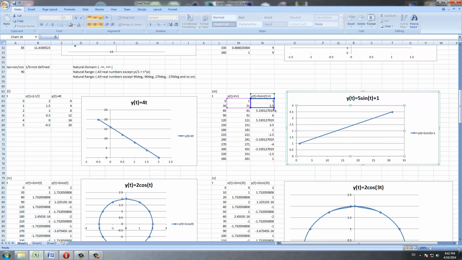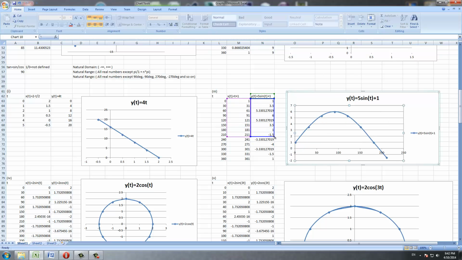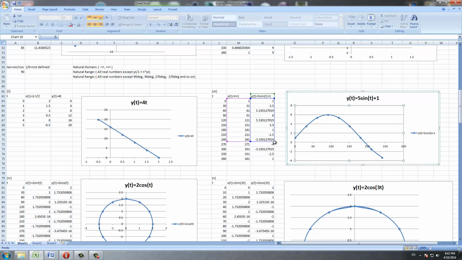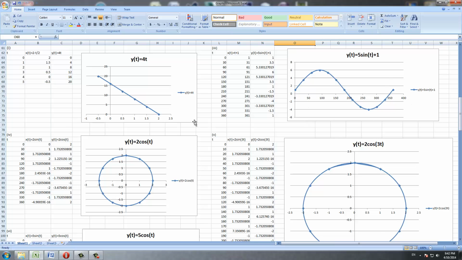I can demonstrate how it is created as well if I click on the graph. And as you can see, my x point is moving as the time goes, and my y point is oscillating between 6 and minus 4. So it goes one time.